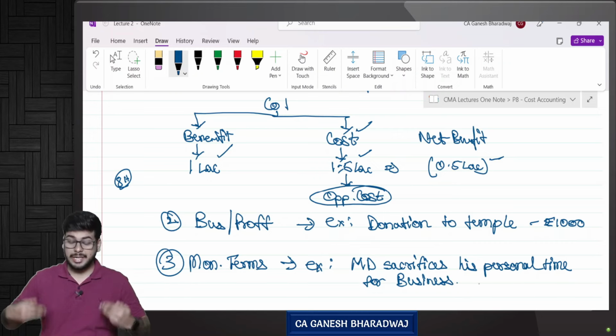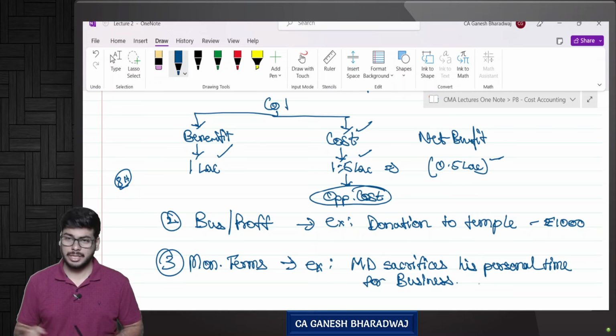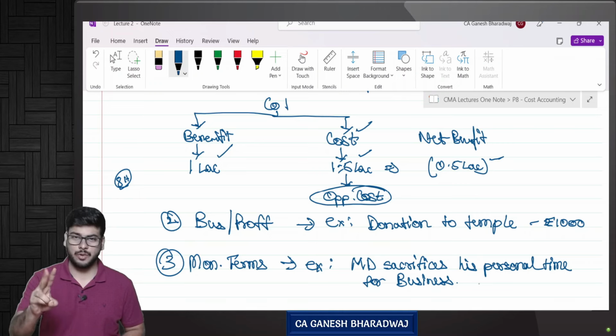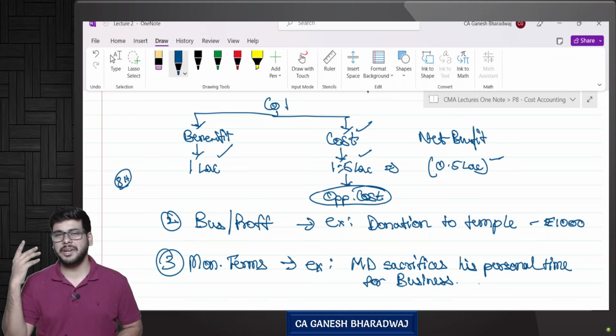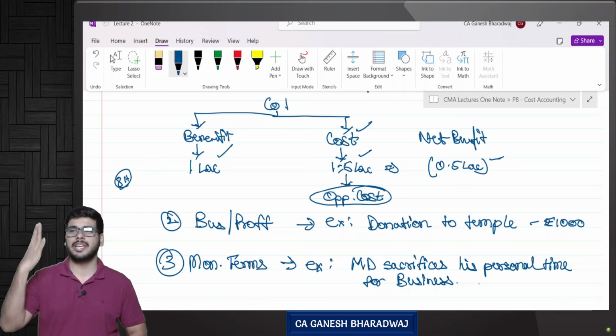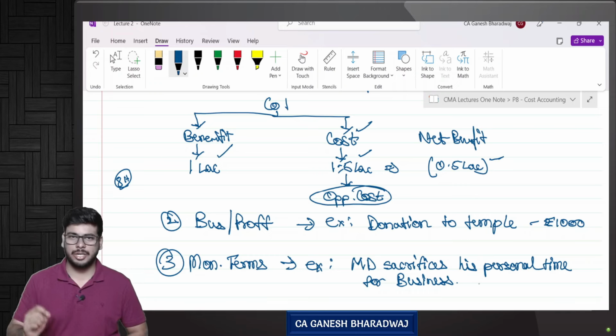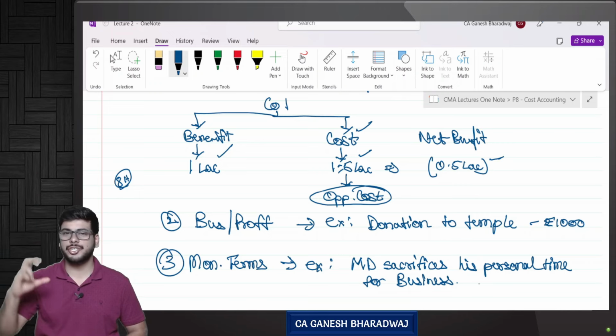Yes, so MD sacrifices his personal time for business. Yes, there is a sacrifice relating to business, but since it cannot be quantified in monetary terms, I will not be able to call that a cost. In other words, all the three conditions should be cumulatively satisfied for you to call that a cost.